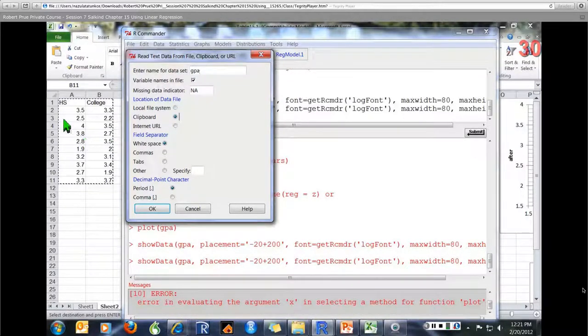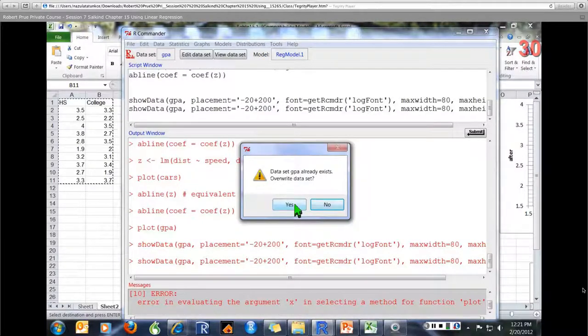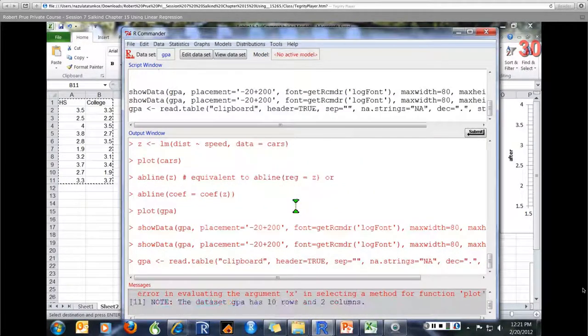We're using white space. There's no commas or tabs or other separator values. Periods are our decimal point character. It gives us a warning. You're going to overwrite your data. That's fine. So there's my data.